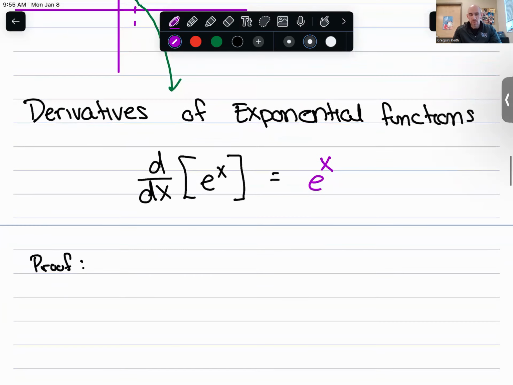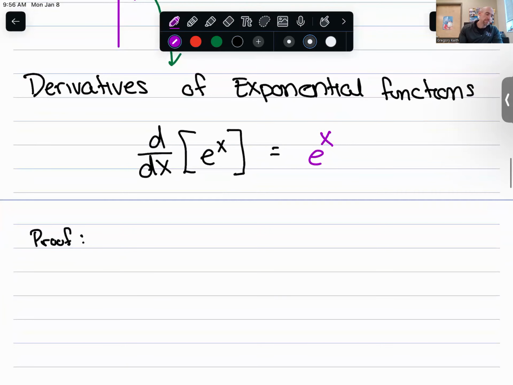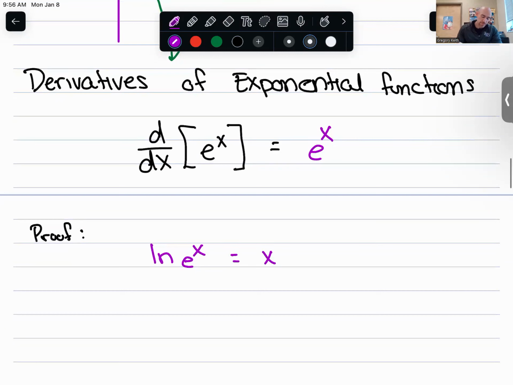And I'm going to give you the proof because I know how much all of you enjoy proofs. So we're going to start off with this idea of e to the x. Well, I'm going to take the natural log of that. And since we know that inverse property says that the natural log of e to the x is just x. Now, what we're going to actually do with this is take the derivative of both sides. So I'm going to take the derivative of natural log of e to the x and the derivative of x. So I can't do it to one side without doing it to the other side.